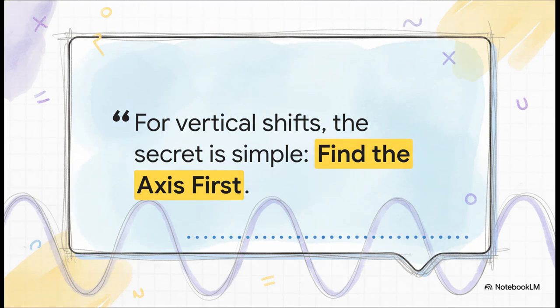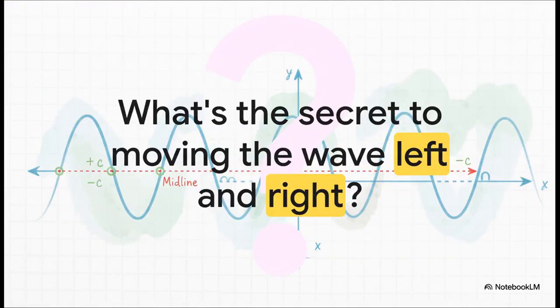So there you have it. It doesn't matter if you're starting with an equation and graphing it, or looking at a graph and trying to find the equation. The strategy is exactly the same, and it all comes back to that one simple core idea. For any vertical shift, the secret is always find the axis first. So now you have the key. You can handle any vertical shift that gets thrown at you. You can move these waves up and down with total confidence.